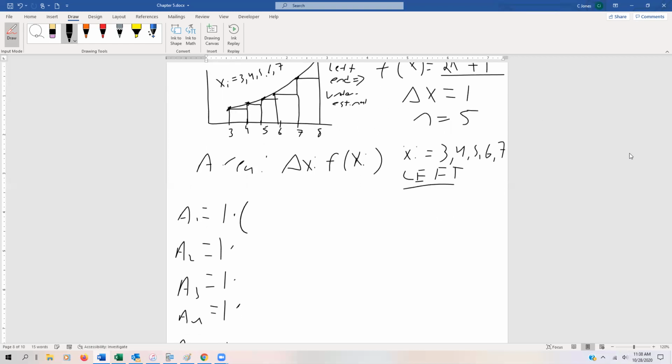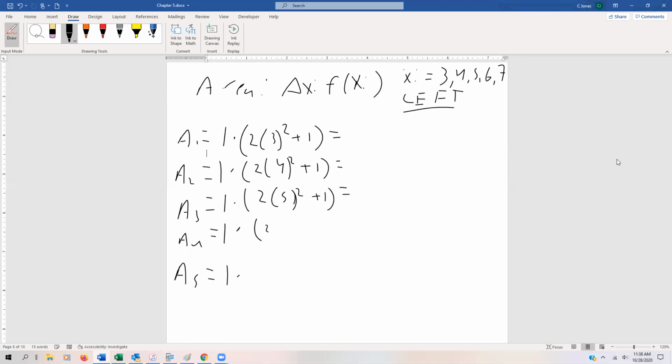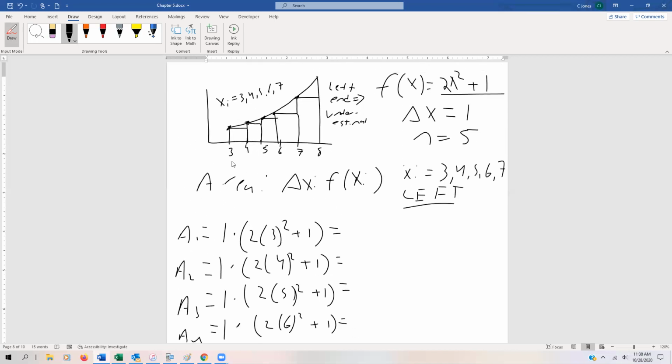Now the function we have is 2x squared plus 1. So this is going to be 2 times 3 squared plus 1, and this one is 2 times 4 squared plus 1, then 2 times 5 squared plus 1, 2 times 6 squared plus 1, and finally 2 times 7 squared plus 1. Where are we getting all these numbers from? Right here, this is our graph, and this is our x sub i for our left endpoints.